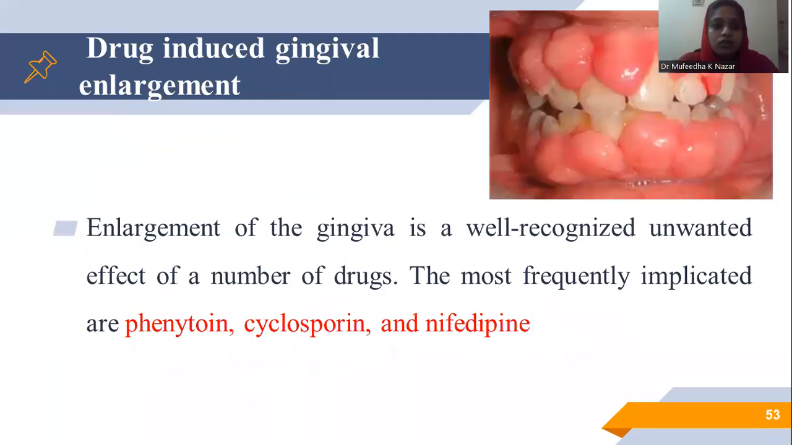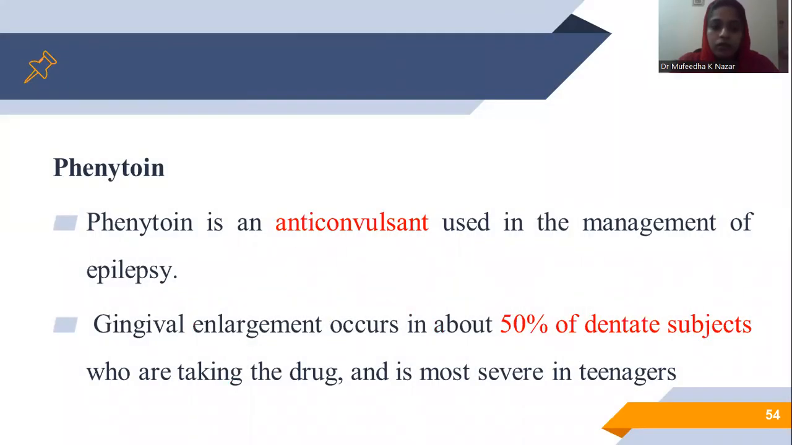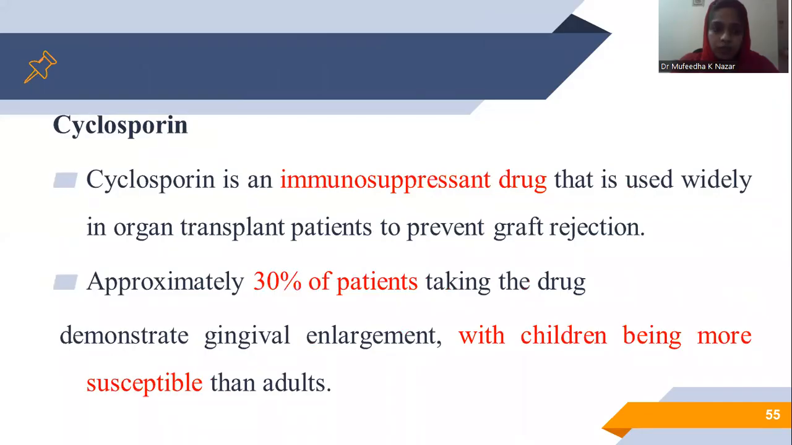Finally, drug-induced gingival enlargement. There are certain drugs with which the gingiva shows enlargement, and the most frequently implicated drugs are phenytoin, cyclosporin, and nifedipine. Phenytoin is an anticonvulsant used in the management of epilepsy, and this kind of enlargement occurs in 50% of patients who are taking this drug and is most severe in teenagers.